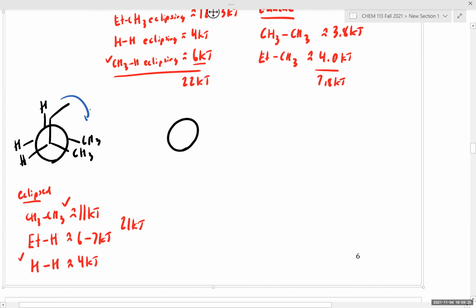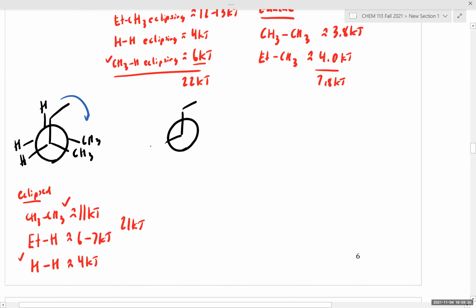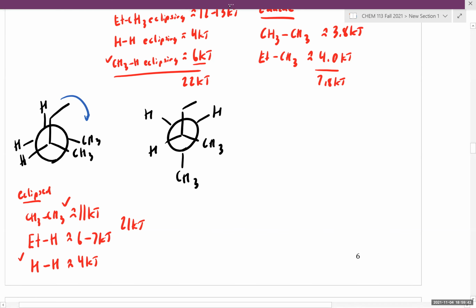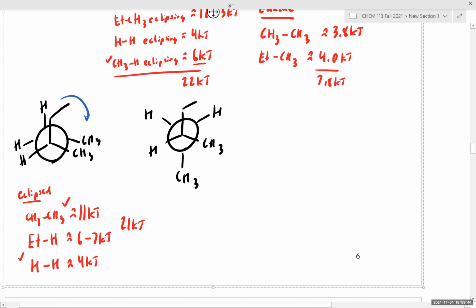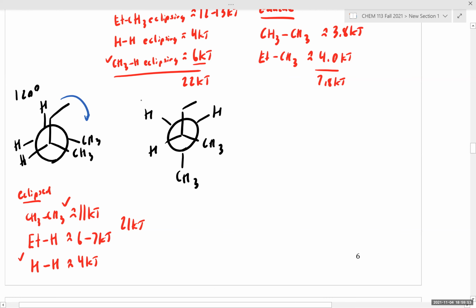Okay, let's continue rotating our back substituents. So from here, we have our first 3 substituents drawn as normal. And now we have the following arrangement for our back substituents. So what interactions do we have here, if any? 180 degrees separating our bulkiest substituents. This is known as an anti-conformation.